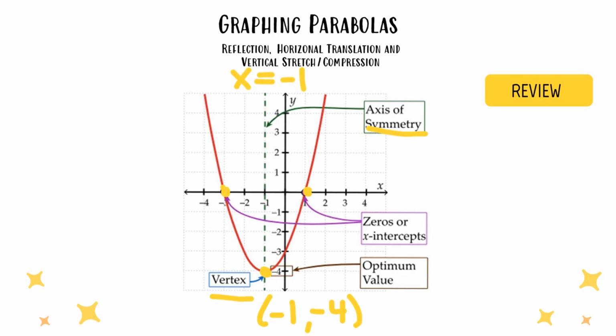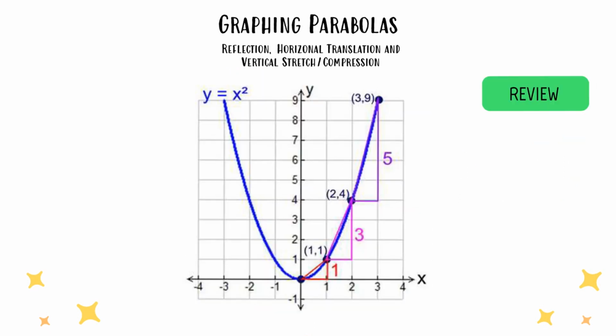A few more descriptions that we can use for this parabola is, does it open up or down? Clearly, this parabola is opening upwards. And when a parabola opens up, we say it has a minimum. So a parabola that opens up has a minimum value. Another example would be a parabola that opens down, which would have a maximum value.